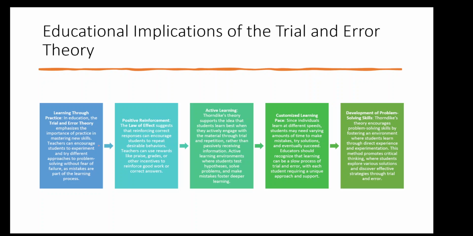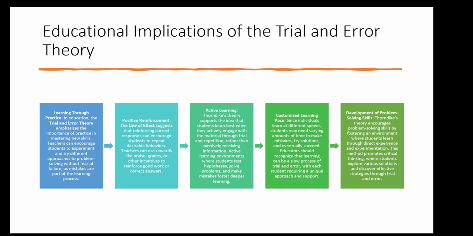Active learning. Thorndike's theory supports the idea that students learn best when they actively engage with the material through trial and repetition rather than passively receiving information. Active learning environments where students test hypotheses, solve problems, and make mistakes foster deeper learning. Customized learning pace. Since individuals learn at different speeds, students may need varying amounts of time to make mistakes, try solutions, and eventually succeed.